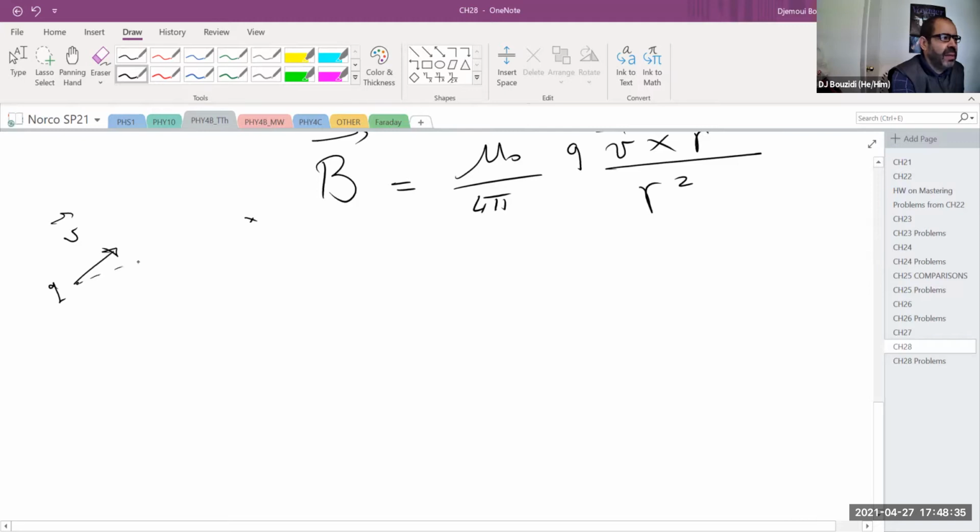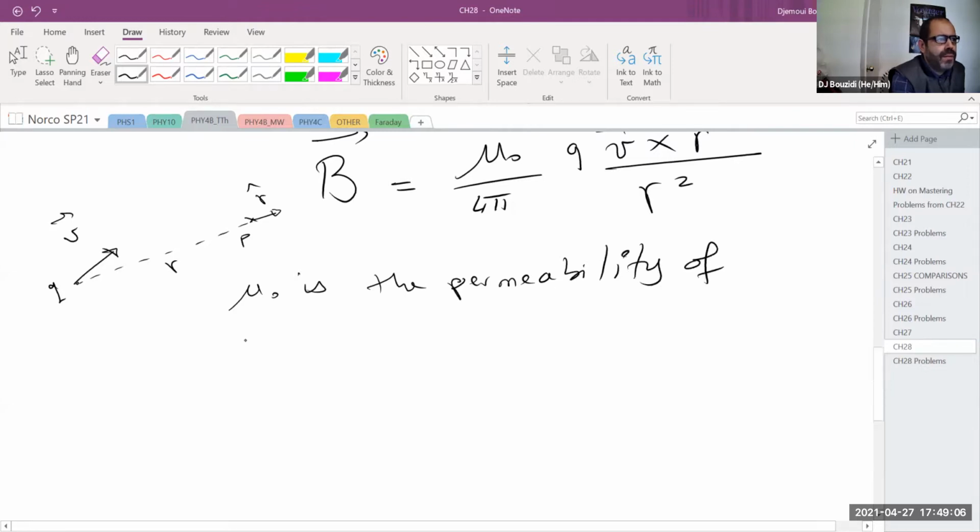And I want to find the magnetic field in that region due to this charge. So this is a point P in space. The vector or the distance between it and where the charge is at that instance is this distance R. The unit vector points from the charge, where it is in space right now, to this one. So that's where R hat is. Mu naught is the permeability of the vacuum or air.